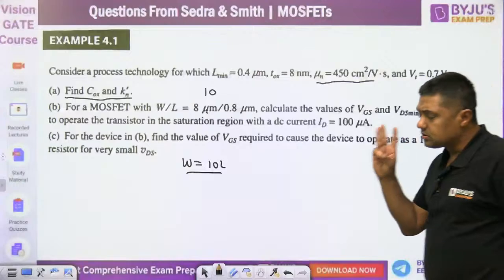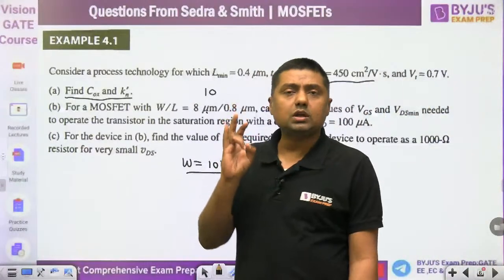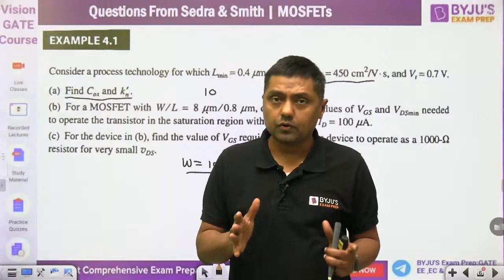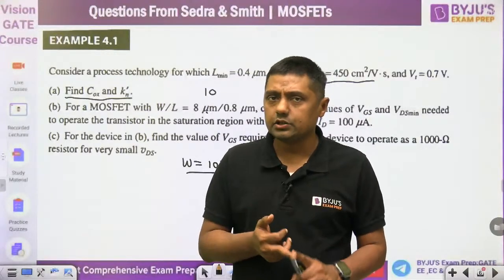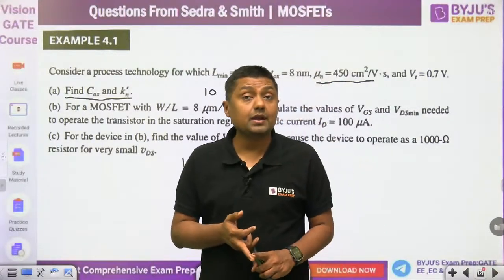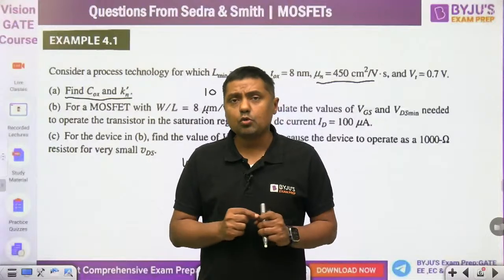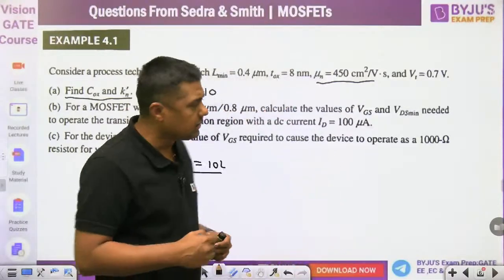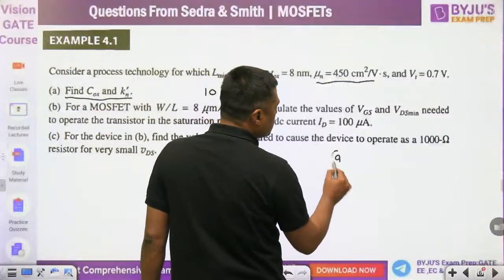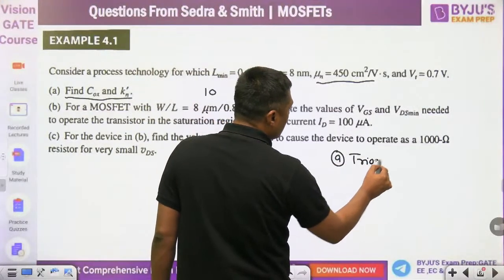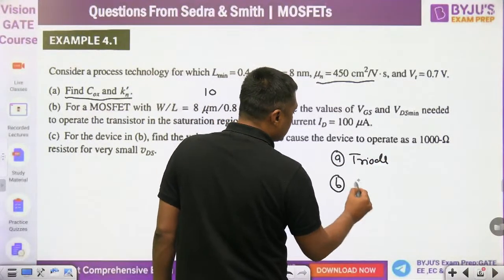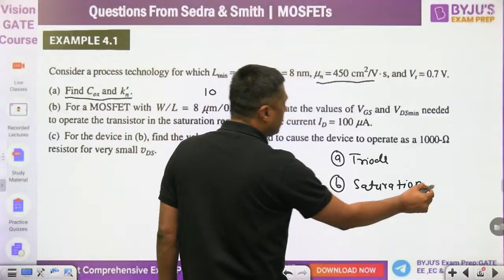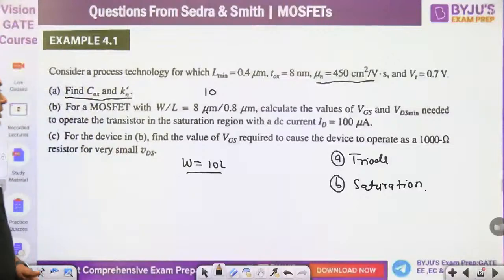So there are three regions in MOSFET. One is called triode, one is called saturation, and one is called what? Cutoff. Cutoff, triode and saturation. When we want to design an amplifier by using MOSFET, then it should be in which region? Everyone please give me the answer. Triode region or saturation region?